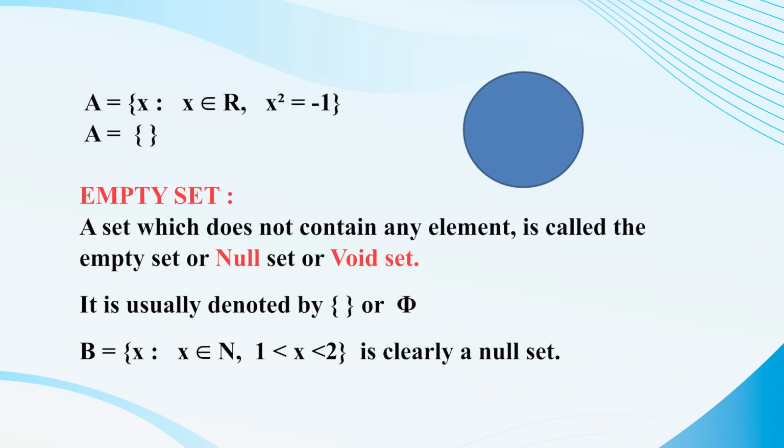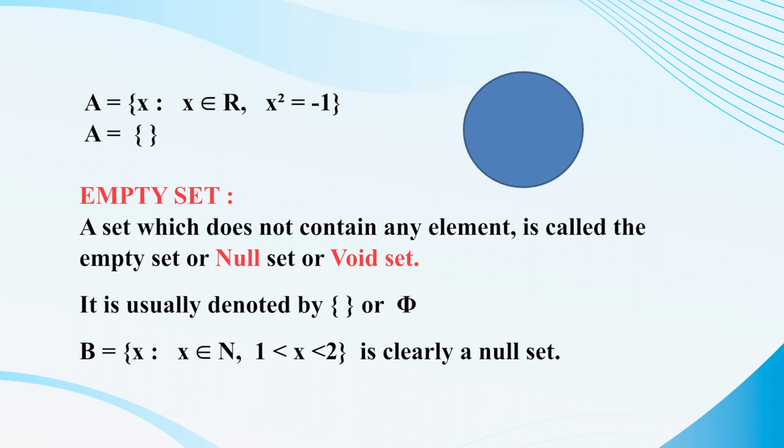Consider set A as a set containing all x such that x is a real number and the square of x is minus 1. Now, we cannot find any real number whose square is minus 1. It means no element will be there in set A. This leads to the definition of an empty set. A set which does not contain any element is called empty set or null set or void set. It is usually denoted as empty set or phi.